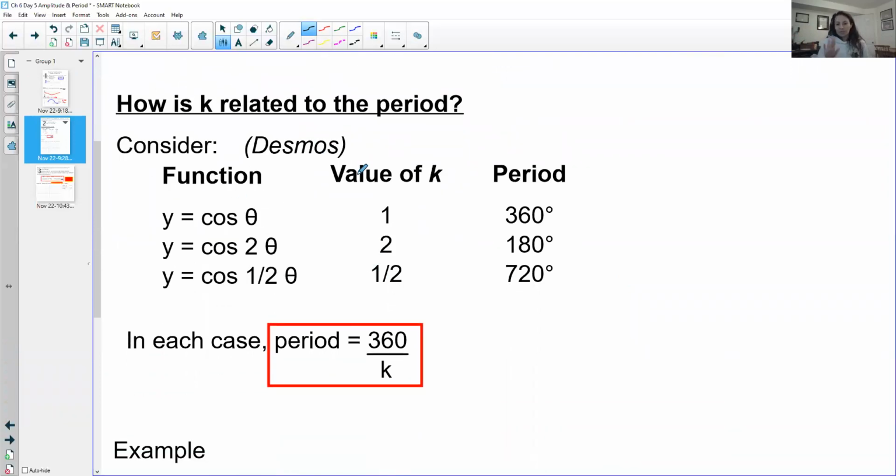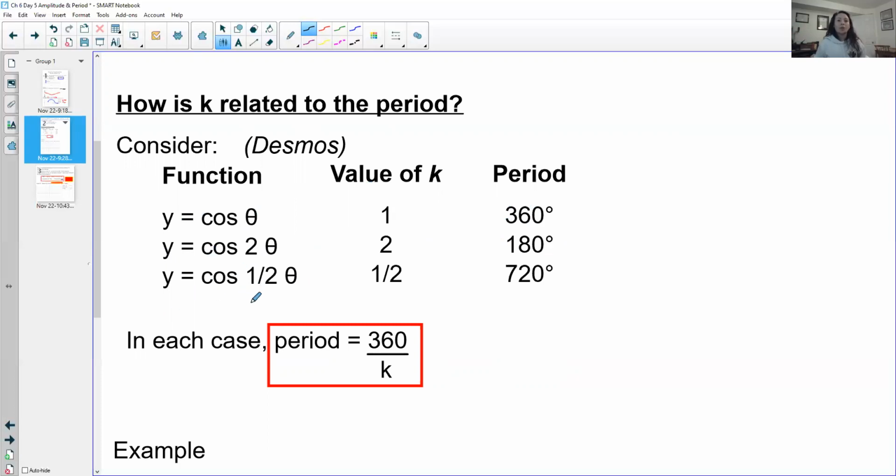If you play with Desmos, a plain cos function, there's nothing here, right? Remember in math, we don't like to write things if we don't have to, but you can imagine that there's a 1 here. So the period of our plain cos function is 360 degrees. If you plug y equals cos 2 theta into Desmos, you'll notice that it gets horizontally compressed, okay? It's half as wide or half as long, which means the period is only 180 degrees.